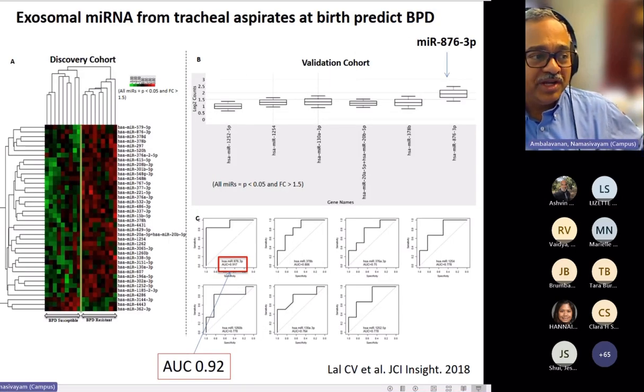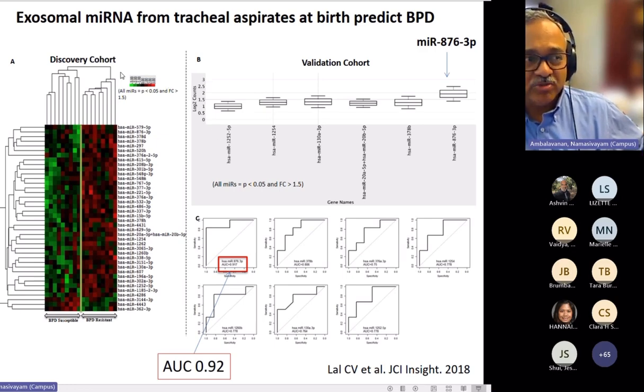We also looked at exosomal microRNA. Exosomes are very tiny particles, about 20 to 200 nanometers in size, and they are like little blebs of lipids which contain cargoes such as microRNA or mRNA or peptides.